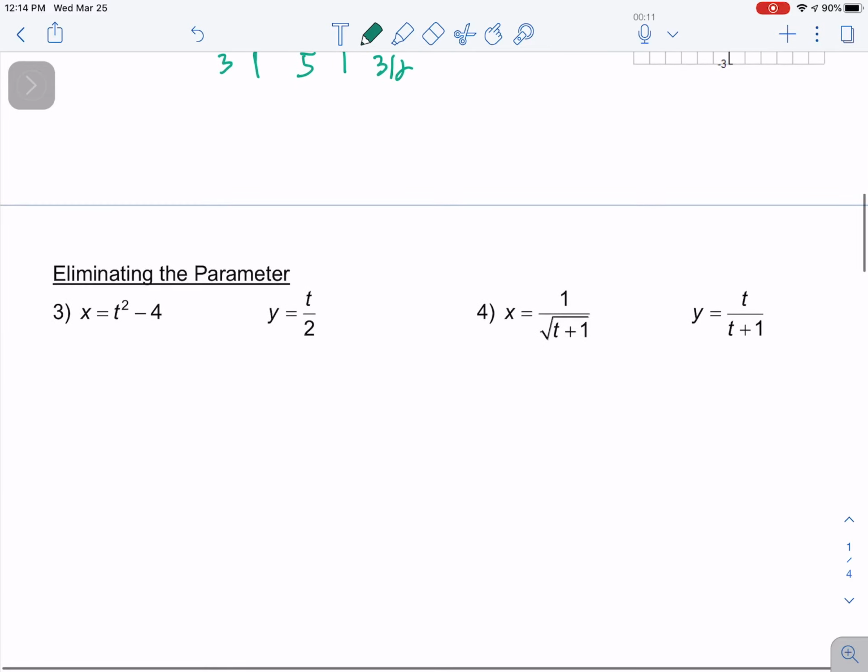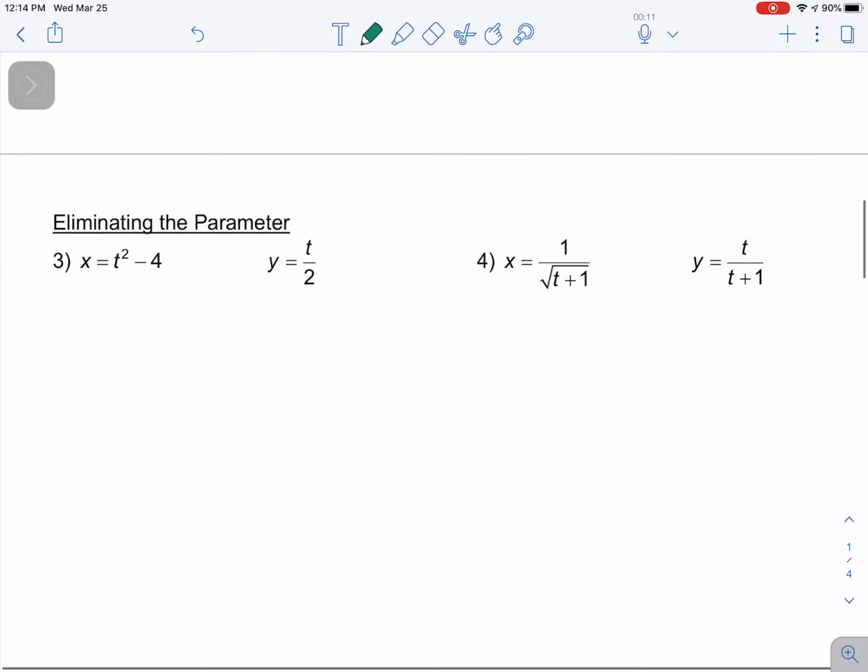Okay, now limiting the parameter. This is going to change this back into what we're used to, which is a y equals equation. So limiting the parameter is getting it back to a y equals equation.